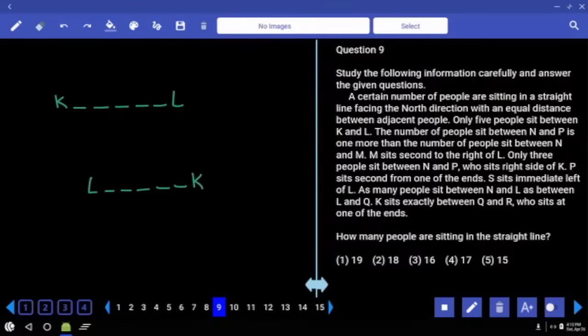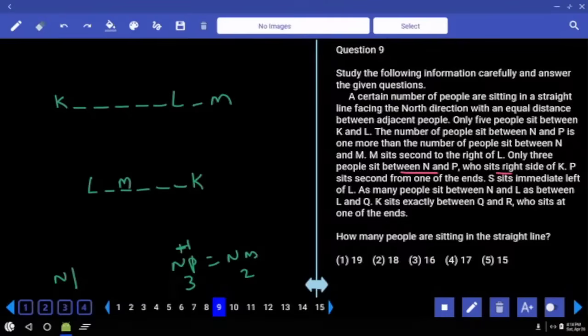And next one, number of people between N and P is 1 more than the number of people between N and M. And M sits second to the right of L. M is seated second to the right of L. And only 3 people between N and P. Now in between N and P, how many people? 3 people. If there are 3 people between N and P, between N and M there must be exactly 2 people. Clear? N and M, there are exactly 2 people.